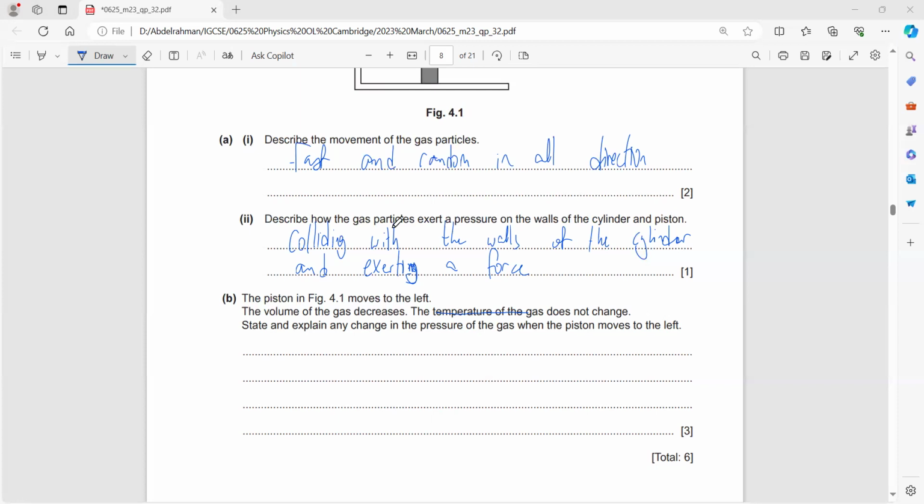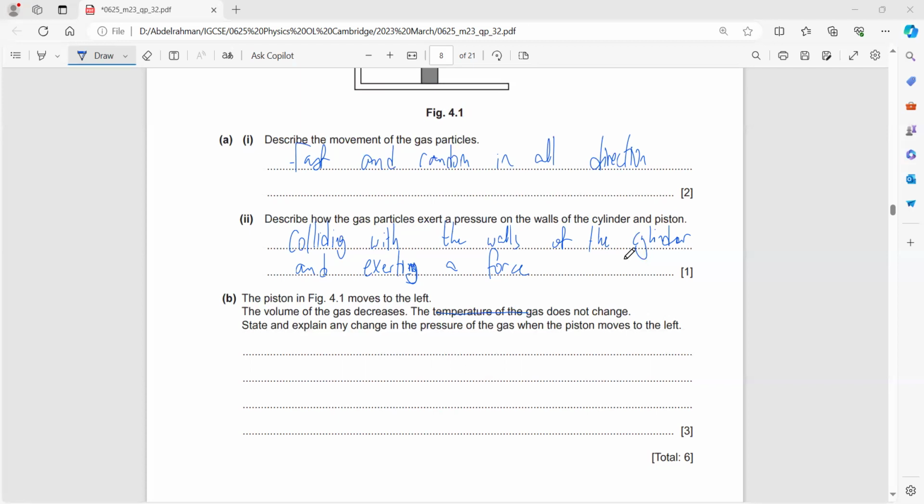Do they collide with each other more? No, not each other. The particles' kinetic energy does not change since the temperature doesn't change, so that is wrong. Wait. They hit the walls more frequently. Okay. They will hit the walls more frequently. Yes.